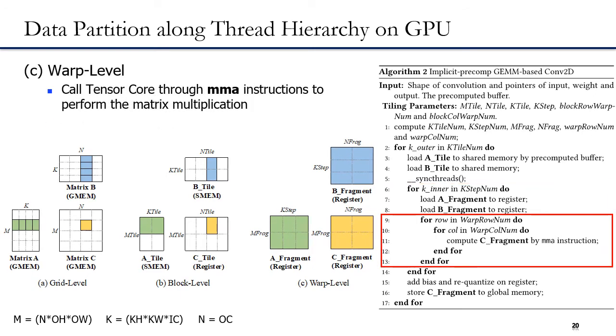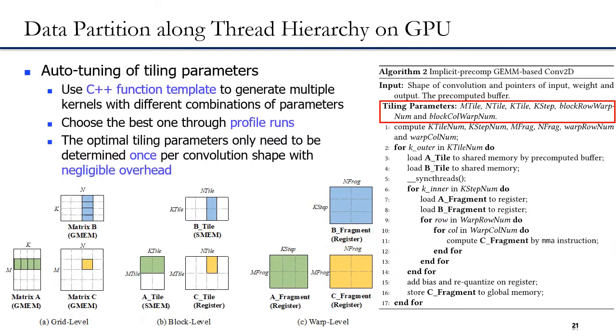At the warp level, each warp contains a call to MMA instructions to perform the matrix multiplication. The above process involves many tiling parameters, such as M tile, N tile, and K tile. To support auto-tuning of parameters, we use C++ templates to generate multiple kernels with different combinations of parameters, and choose the best one through profile runs. The optimal parameters only need to be determined once per shape with negligible overhead.